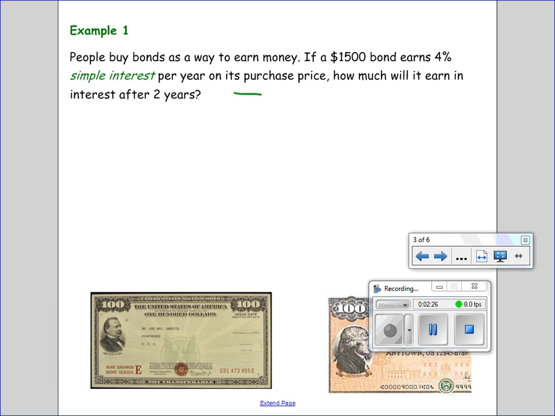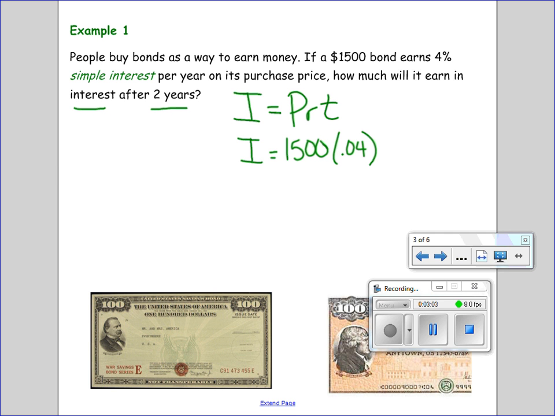So we'll begin with the formula that we use dealing with simple interest. The question is asking how much interest, so we don't know what the I is going to be. But our P, which is the principal amount, is how much money that we're using, the $1,500 bond. The interest rate, the R, is 4%. So I'm going to go ahead and put that into a decimal. And it's asking how much will it earn after 2 years, so 2 would go for the time period.